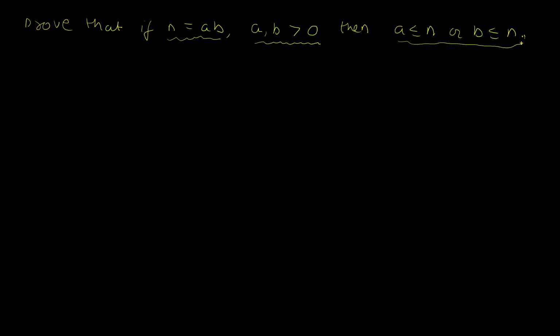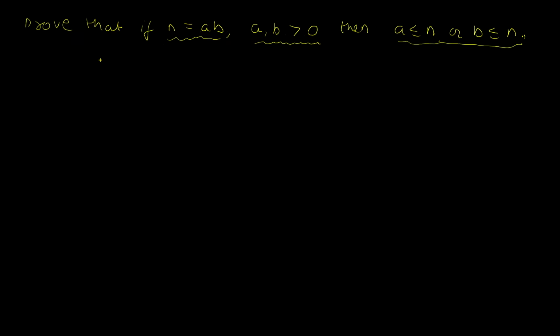Prove that if n equals a times b, a and b greater than 0, then a is less than or equal to n, or b is less than or equal to n. Okay, what do we actually need to prove here? It's saying that n is the product of a and b. It is just a fact that is given to us. But we need to prove that if a and b both are greater than 0, then this must be true. So given this relationship between n, a and b, if you are given that a and b are positive numbers, then we need to prove that at least one of a or b is less than or equal to n.